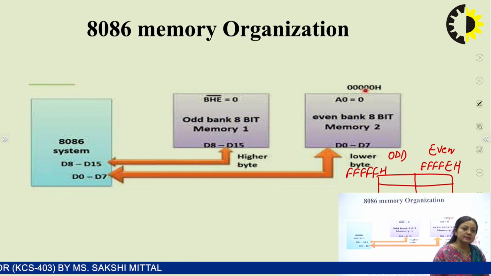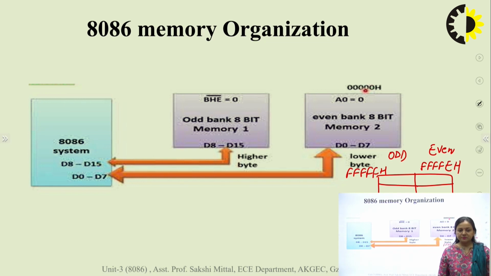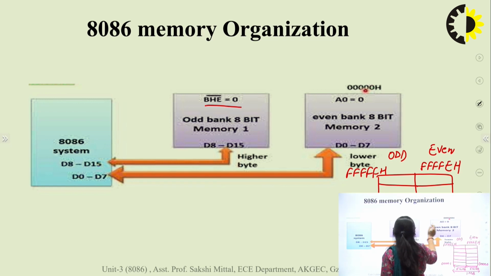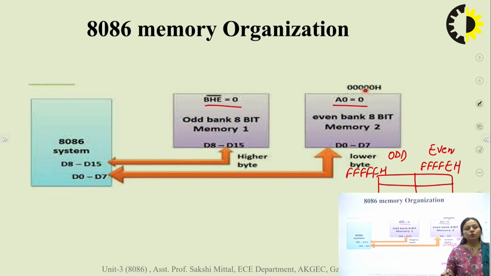Now if you want to access 8-bit data, you can access it either from the odd memory bank or from the even memory bank. It depends on where the data is stored. If I want to access 8-bit data from the odd memory bank, that means I have to select some pins. So BHE, bus high enable, and A0 play a very important role in defining whether I have to access the odd memory bank or the even memory bank.